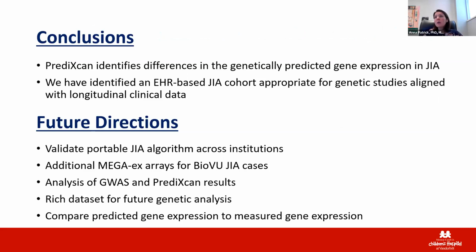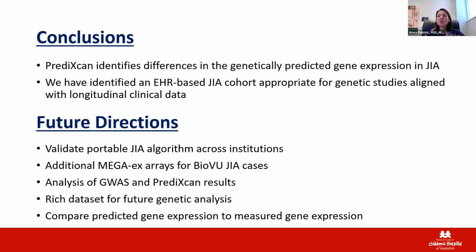So in conclusion, PrediXcan identifies differences in the genetically predicted gene expression in JIA. We have identified an EHR-based JIA cohort appropriate for genetic studies aligned with longitudinal clinical data. And our future directions are much larger than our conclusions were. We want to validate the portable JIA algorithm across institutions, and we're planning to do this in the eMERGE network.